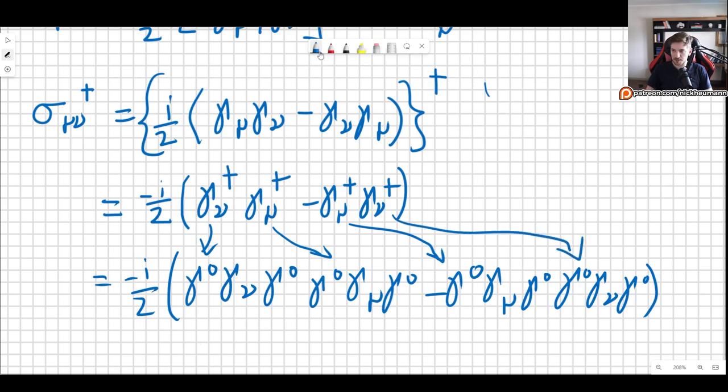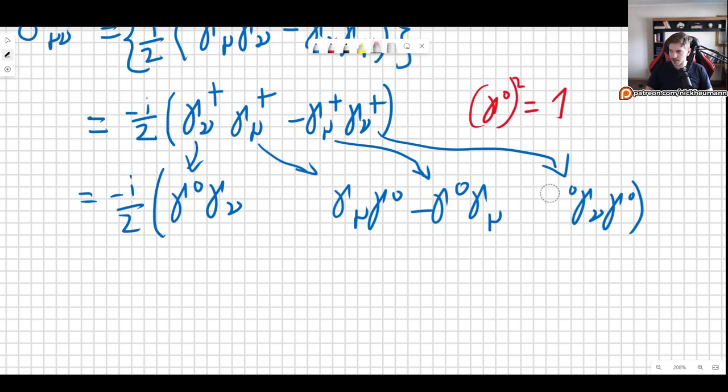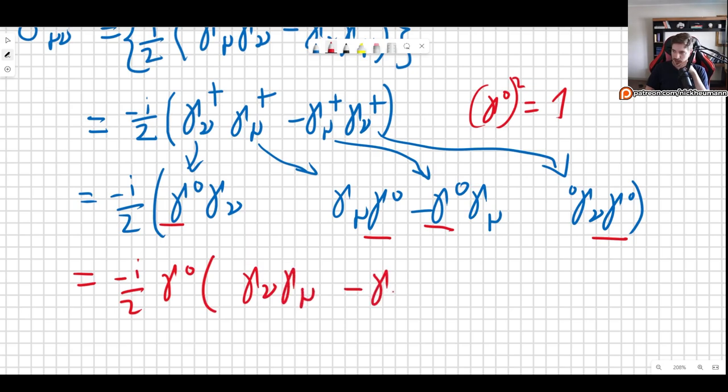So now notice that we have a bunch of gamma 0, gamma 0, gamma 0, gamma 0. We know that those things are 1, right? Gamma 0 squared is equal to 1. So this thing right there is 1. This thing right here is 1. Now notice that we are multiplying from the left by gamma 0 here, from the left by gamma 0 here, from the right by gamma 0, from the right by gamma 0. So we can factor out a gamma 0 to each side. So gamma 0, gamma nu, gamma mu, minus gamma mu, gamma nu, gamma 0.